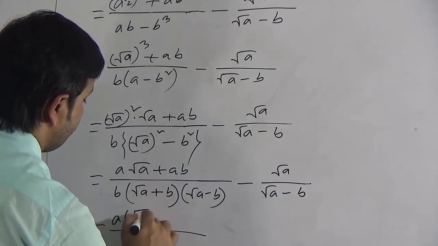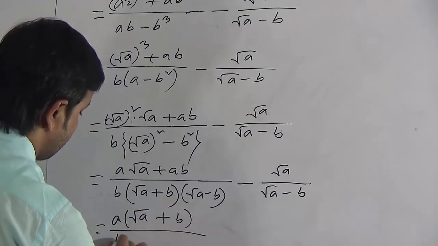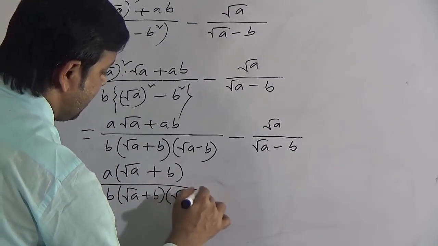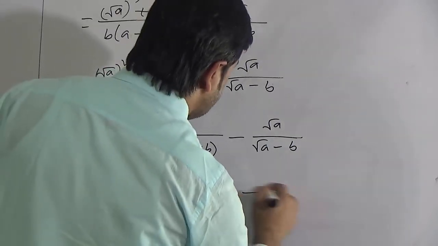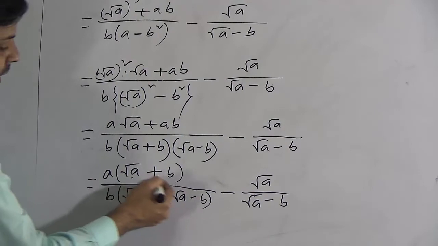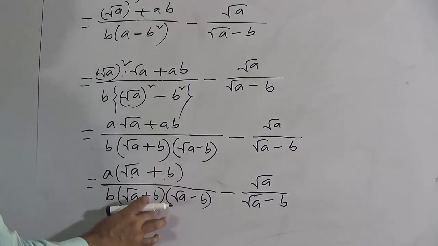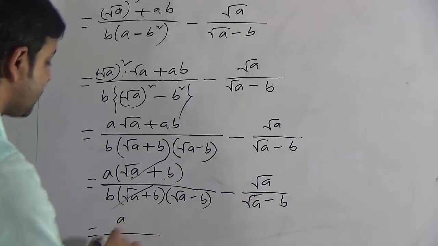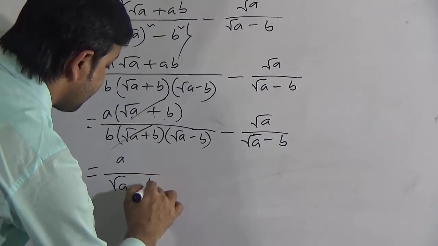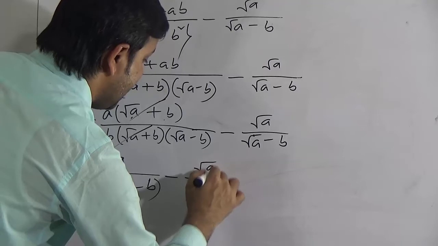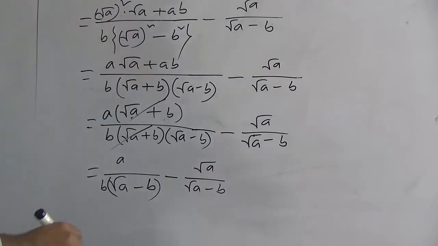If we take a as common, we will get square root a plus b in the numerator, and b into square root a plus b into square root a minus b in the denominator. Now minus square root a over square root a minus b. Now if you notice here, square root a plus b is a factor in the numerator and square root a plus b is a factor in the denominator. So we can cancel these two factors. We will get a by b into square root a minus b, minus square root a over square root a minus b. Now if you notice, this factor matched but b did not match here.